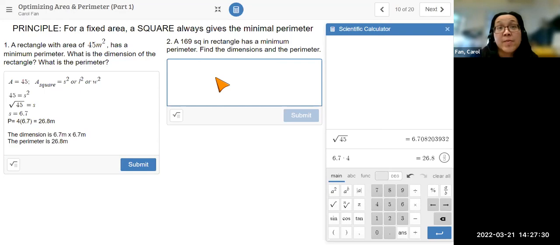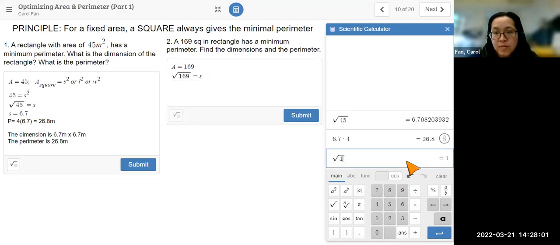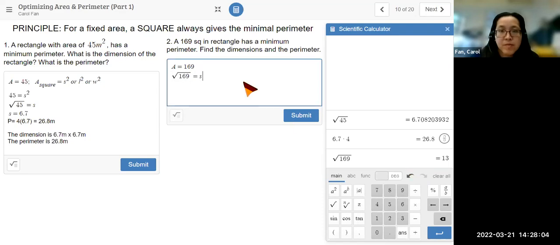Okay, let's take a look at this one. We now have 169 square inches, a rectangle, and it has a minimum perimeter. Find the dimension and the perimeter. So once again, area 169. I know that I need to get the square root of that in order to get my side. So side is 13.